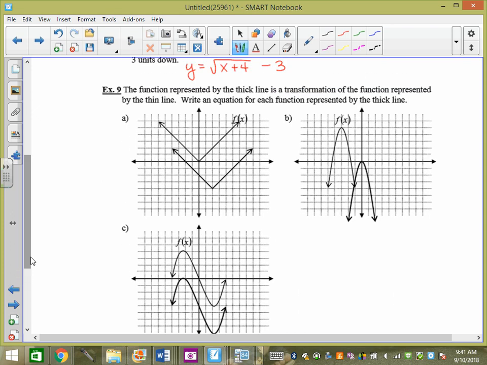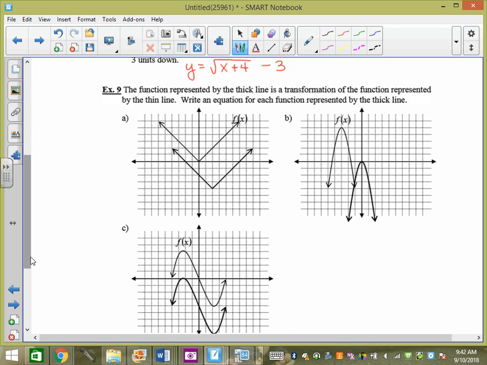Here, the function represented by the thick line is a transformation of the function represented by the thin line. Which one is the transformed function, the thick or the thin? So then the thick one is the what? Transformed. Sometimes you have to read it like 14 times because it's slightly confusing. Okay, so this is the one that's moved. These are really easy when there's only horizontal and vertical translations. It gets substantially more complicated when we add stretches.